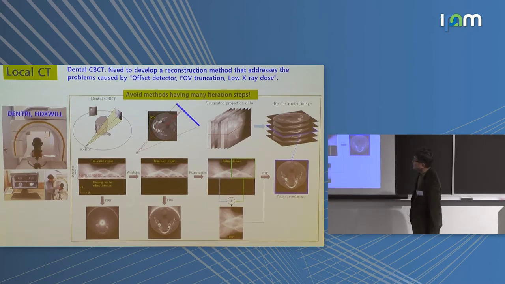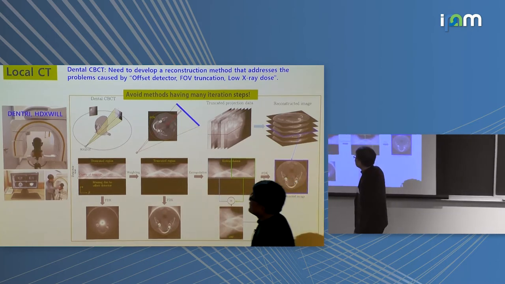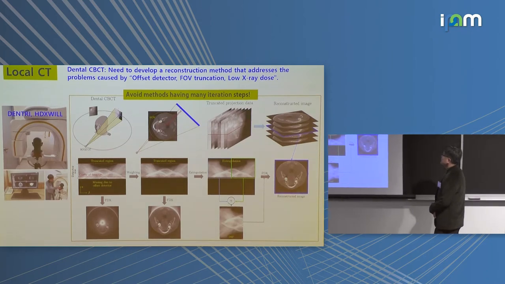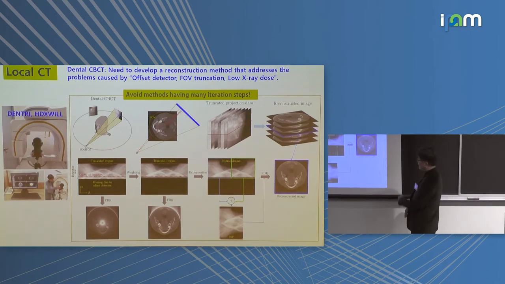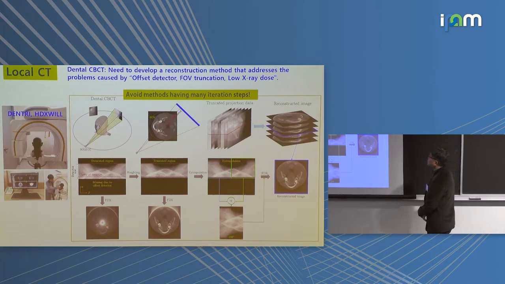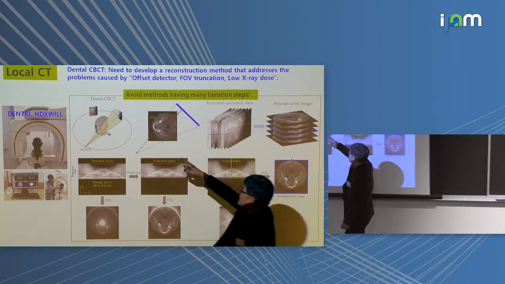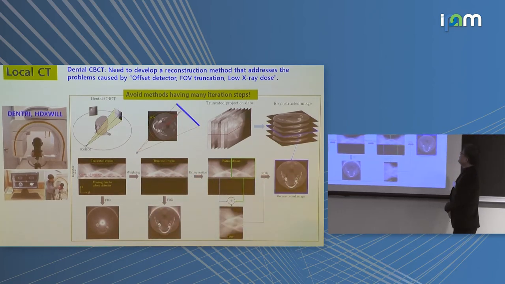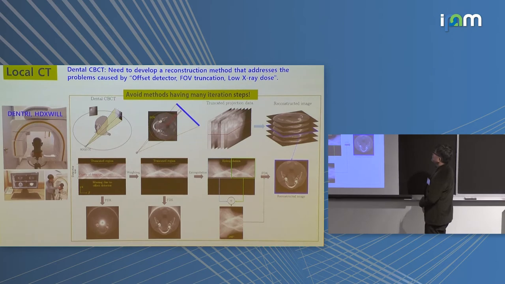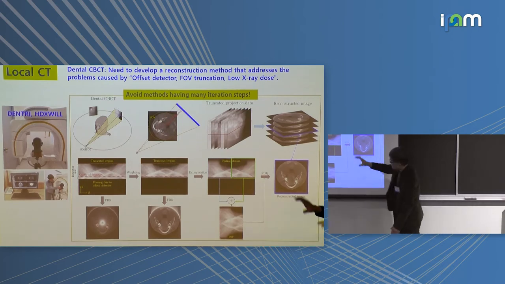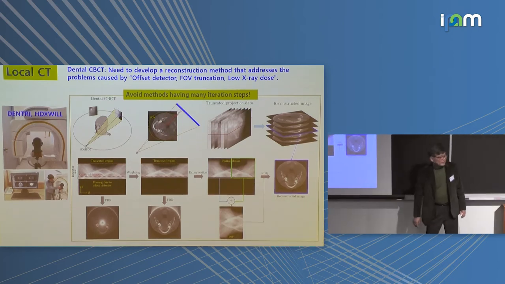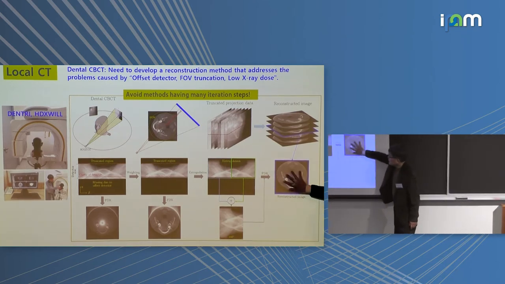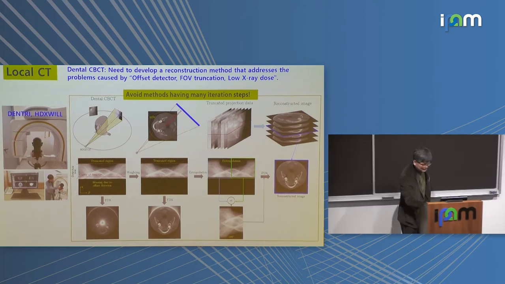Why do we think about the local CT problem? In dental CBCT, cone-beam CT needs a reconstruction method that addresses the problem caused by the offset detector, because this one is expensive and you don't need it to be large. There are also field of view truncation and low X-ray doses. So that's why we're thinking about this local CT problem. Actually, this one is our real reconstruction result.